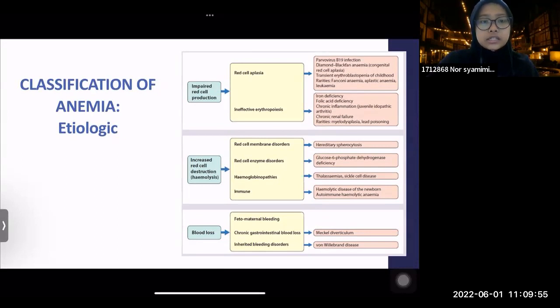Hemolysis can be further divided into red cell membrane disorder, enzyme disorder, hemoglobinopathies, and also immune causes. Usually a patient with hemolysis develops anemia when the body cannot compensate for the hemolysis. Other causes are blood loss, which can occur in fetal maternal bleeding or chronic GI blood loss, for example in Meckel's diverticulum, or inherited bleeding disorders, for example von Willebrand disease.